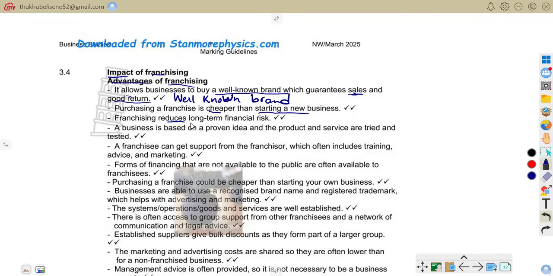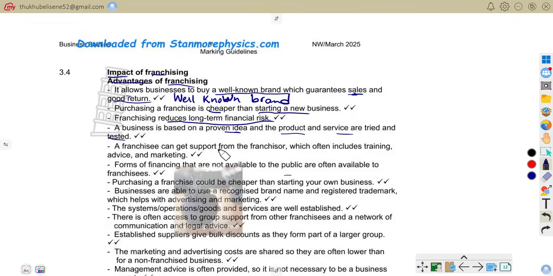Franchising reduces long-term financial risk. A business is based on a proven idea, and the product and service are tried and tested. So there are no expenses that you have to incur for testing a product. Everything is easy as the products are all known by the customers.